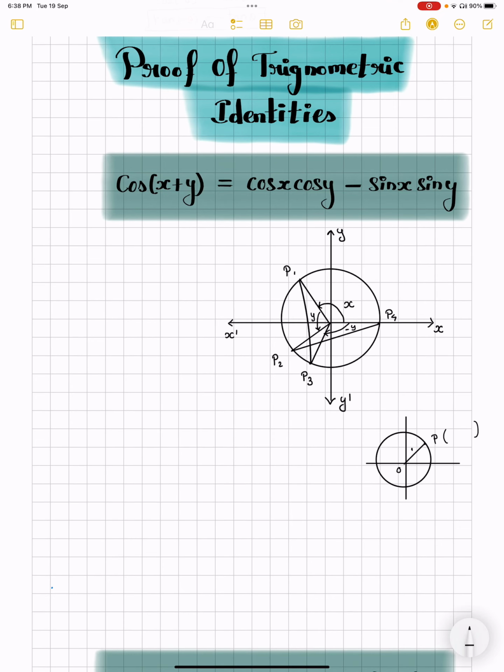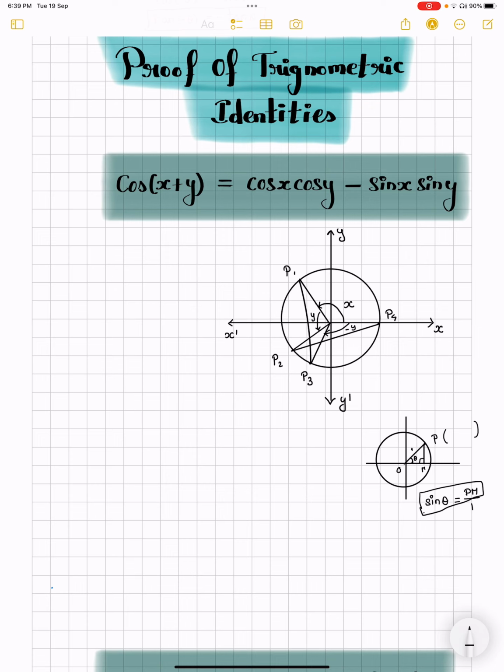Done. Now, let me make a perpendicular here. When I'm drawing a perpendicular, and if I consider this angle to be theta, what is my sine theta going to be? Sine theta is equal to the opposite side, which is PM, divided by the hypotenuse. So sine theta is equal to PM. That is what it means. So PM is getting replaced by sine theta.